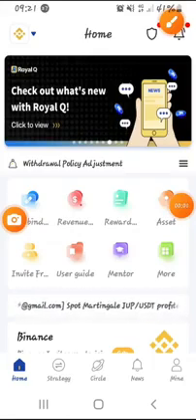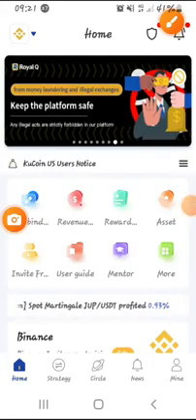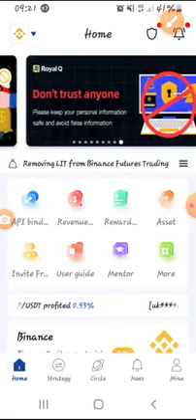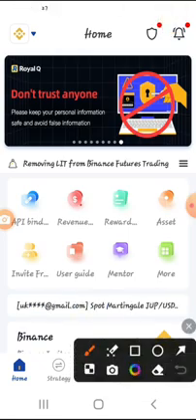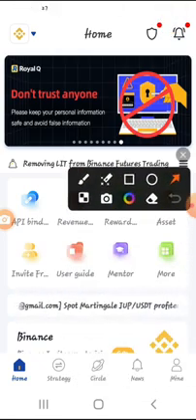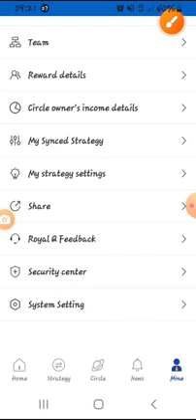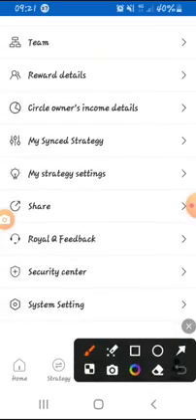How to set a strategy in your Royalcho according to your capital. First of all, you come to Royalcho application, and then you click on mine. Once you click on mine, then you scroll down, you find my strategy setting. My strategy setting, it's there. Then you click on that strategy setting.